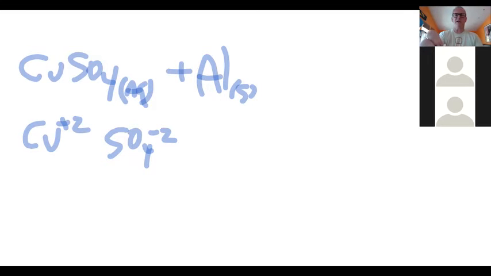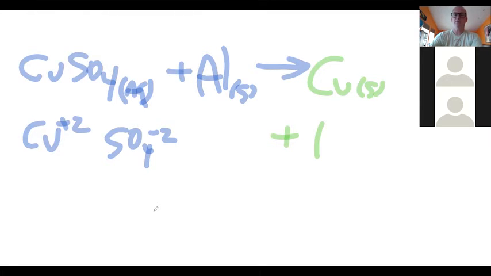What are our products going to be? Copper and aluminum sulfate. Oh man, you guys are crushing this today. Yeah, so we're going to get copper. And in what form is the copper going to be? Solid. Just a solid, right. And aluminum sulfate, man. So there's aluminum, there's sulfate. What's going to be the formula for aluminum sulfate?